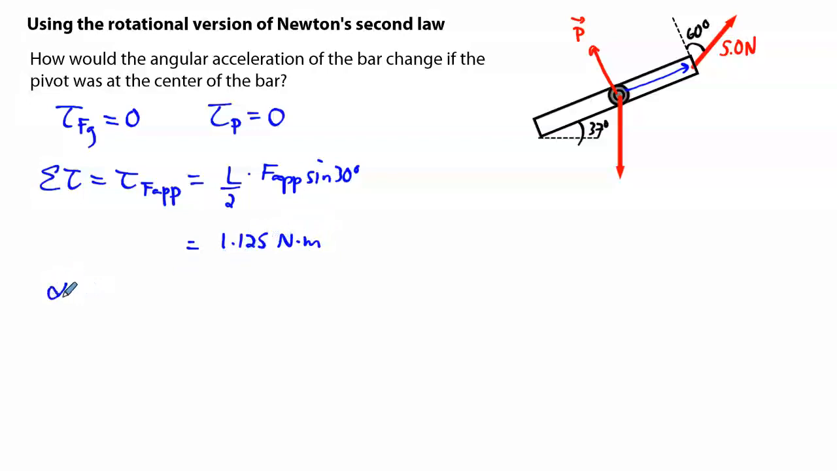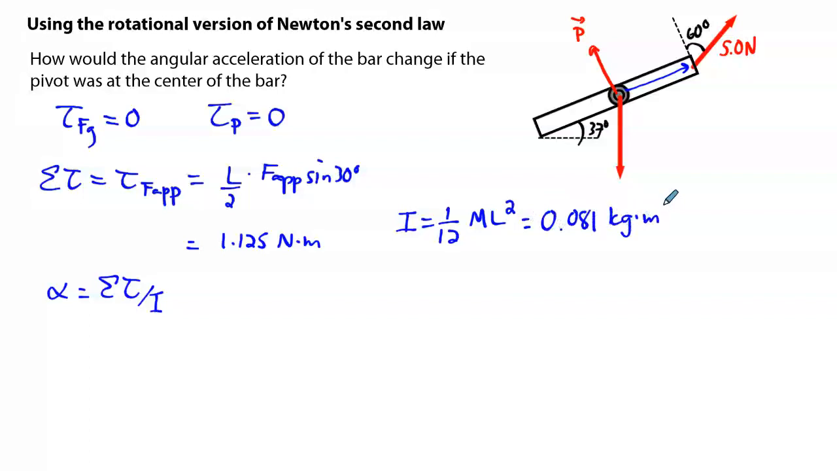So after this, we can look at the angular acceleration by again thinking of this in terms of sum of torque divided by the moment of inertia. But the moment of inertia also changes, because the new moment of inertia has to be calculated using the formula for the moment of inertia of a bar around its middle. So this will be 1/12 ml squared. So this will be 4 times smaller than the previous value. So it will be 0.081 kilogram meter squared.